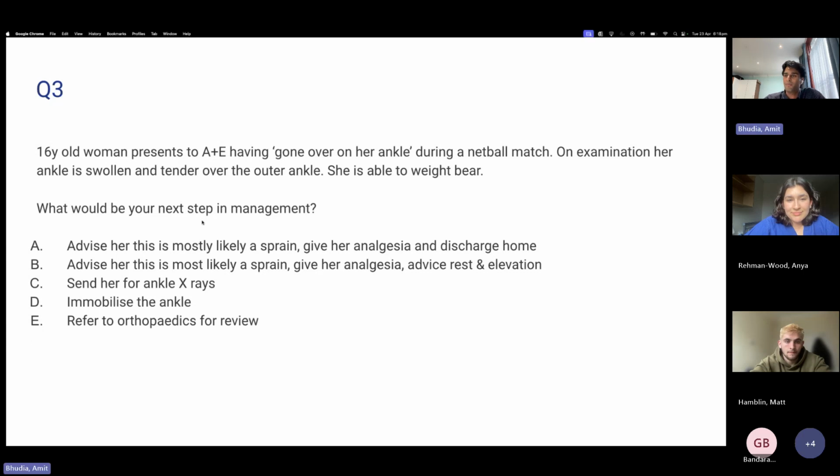No, okay. So the correct answer is C. We need to send her for an ankle X-ray. So this woman has gone over her ankle during a netball match. Her ankle was swollen and tender over the outer ankle, and she is able to weight bear. So your thought should be you're worried about a sprain or a fracture. So you need to remember your Ottawa ankle rules. And in this instance, she has tenderness over the outer ankle, so that's bony tenderness over the lateral malleolar zone, so that qualifies for sending her for an X-ray.